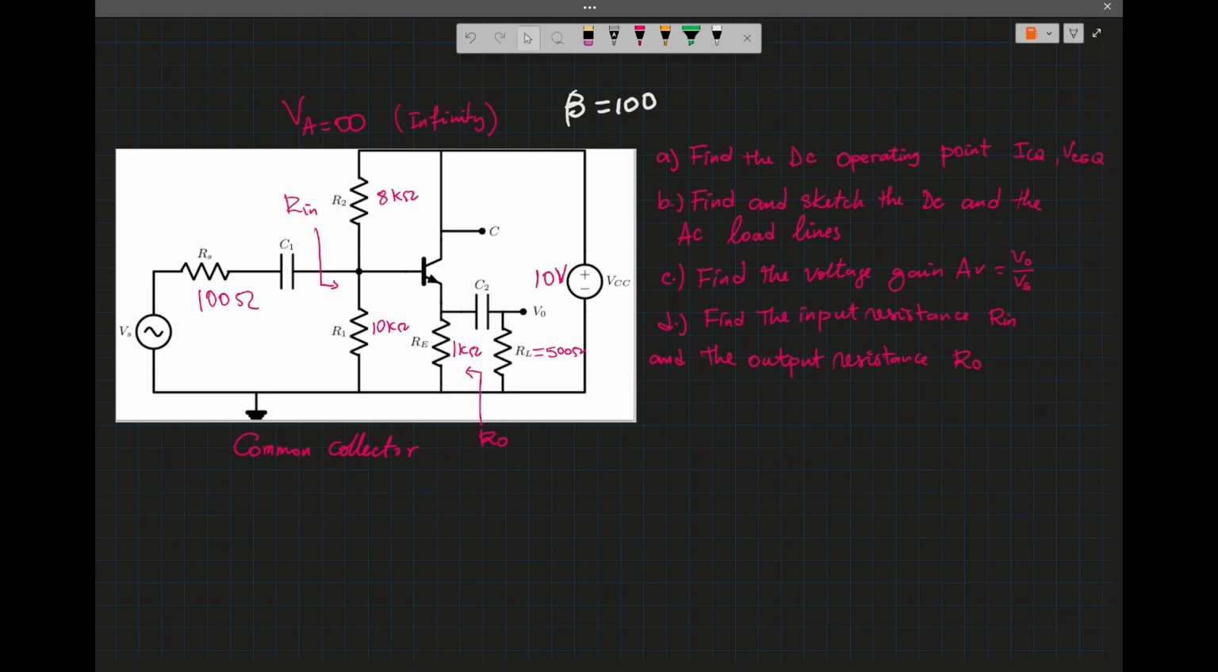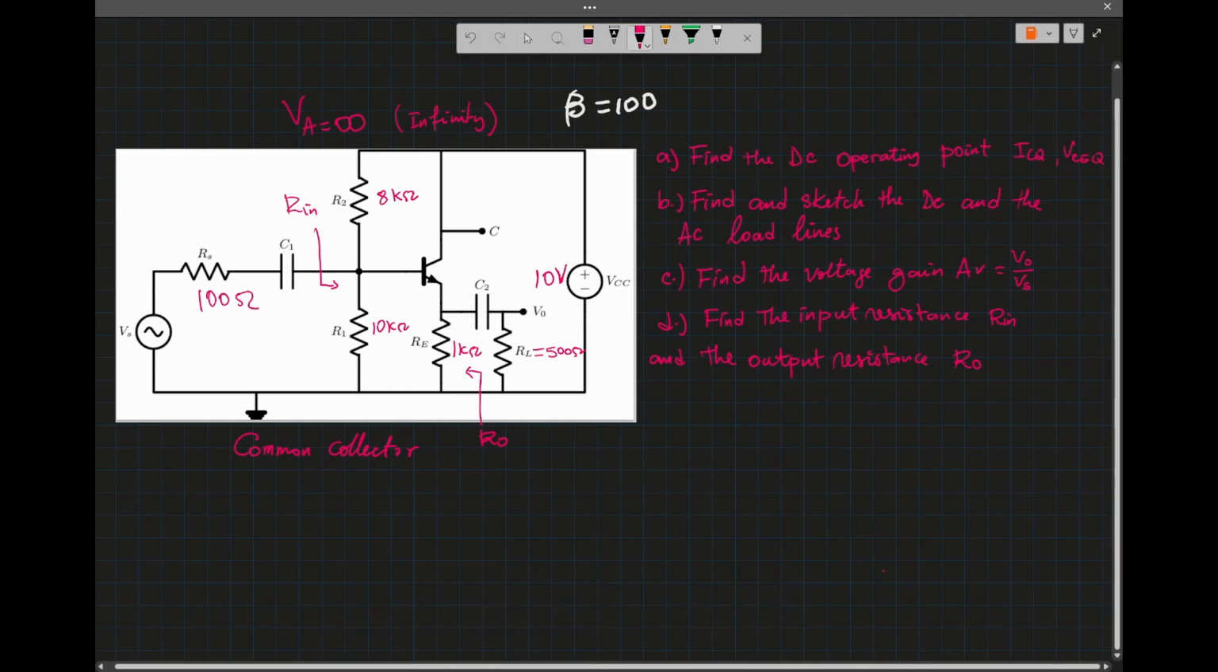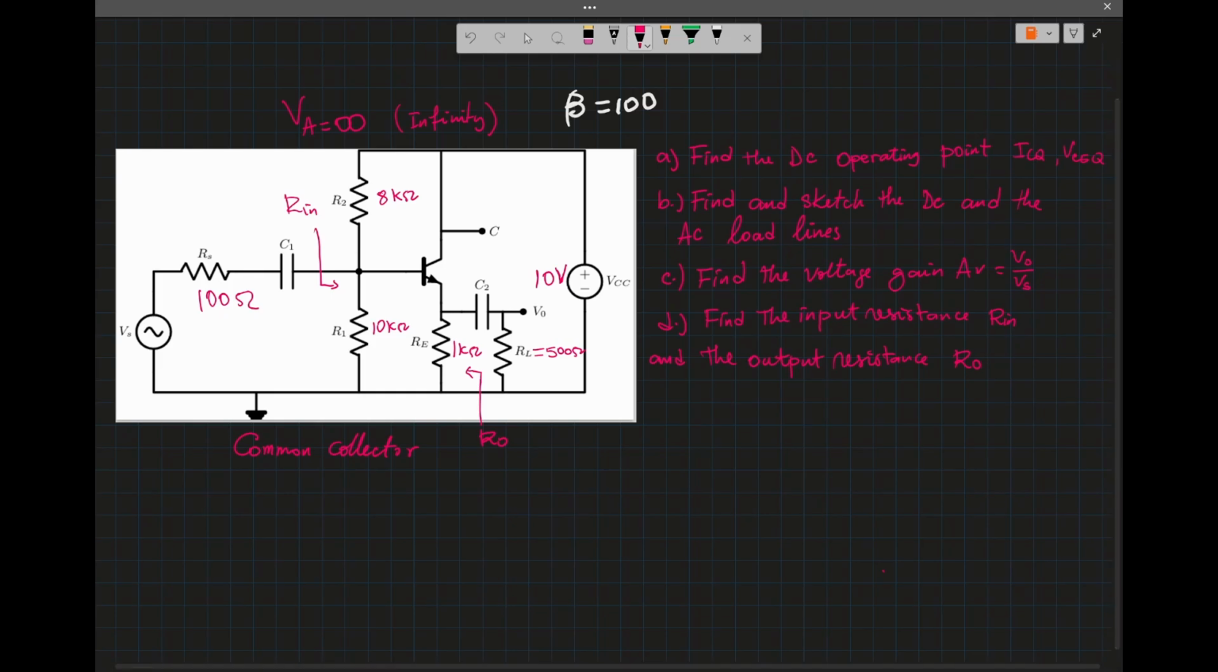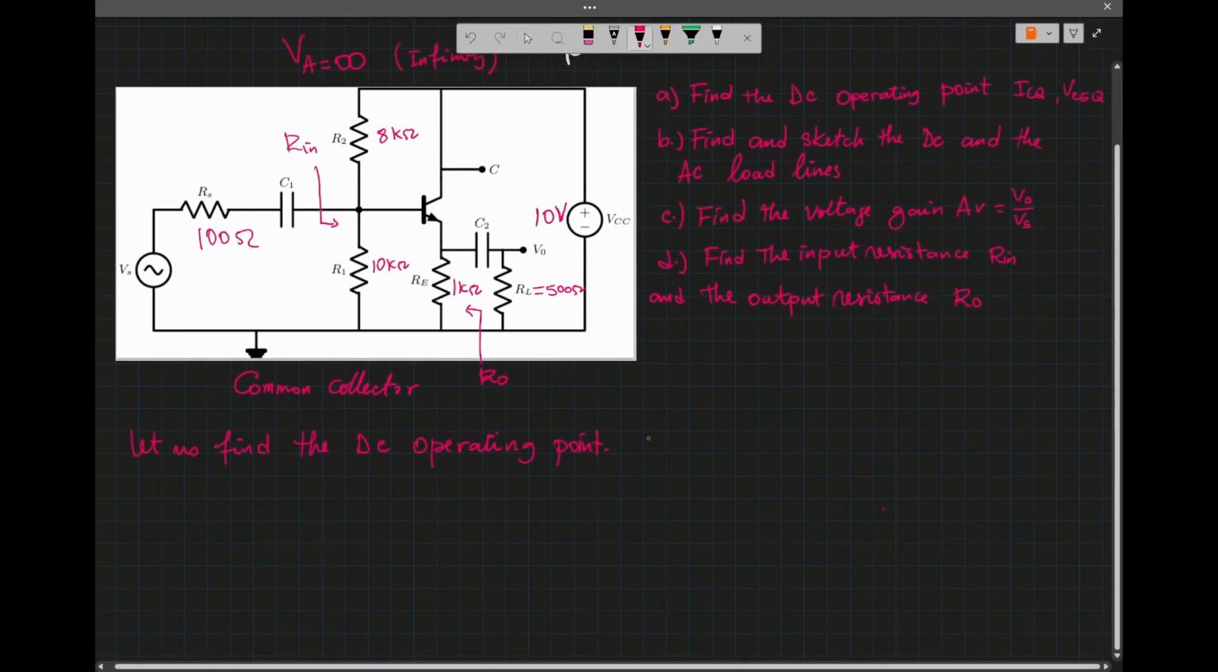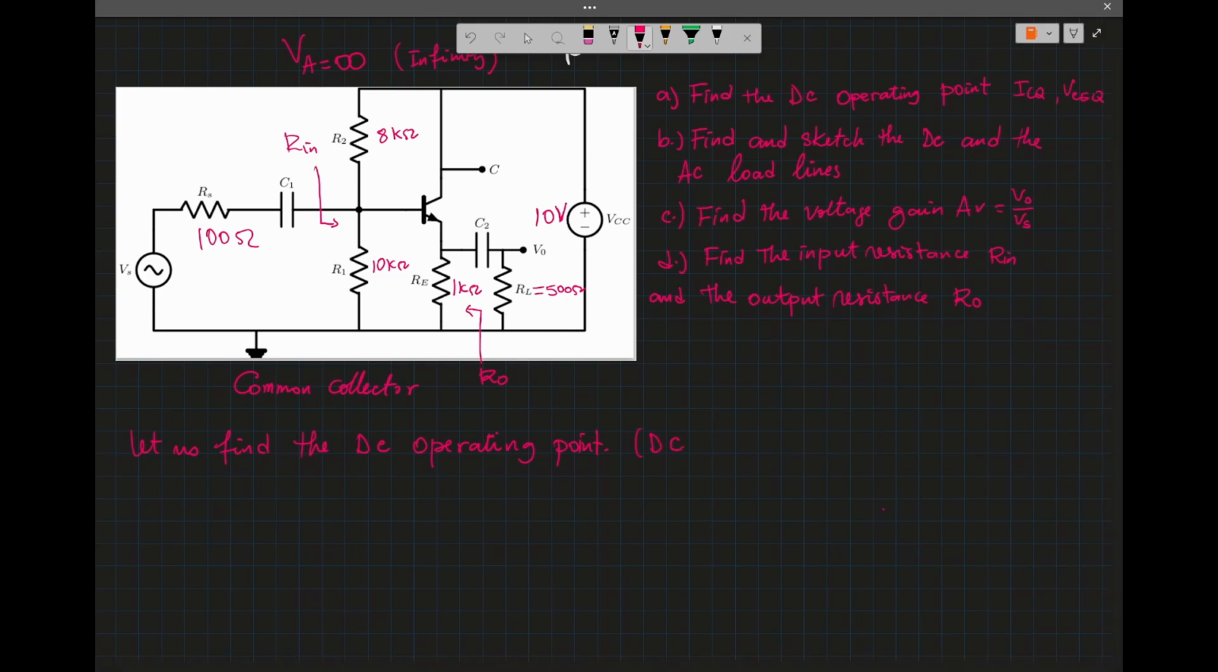Okay, so the first question is to find the DC operating point. So let us find the DC operating point. Okay, so we are going to perform a DC analysis.